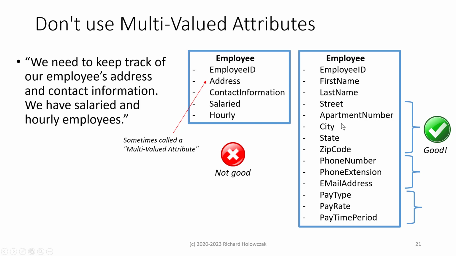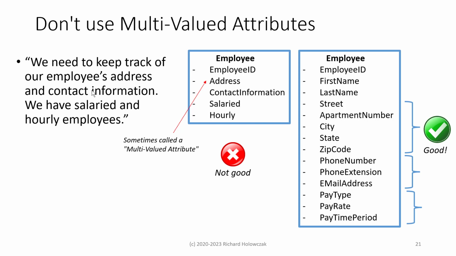Here's another one. We try not to use multi-valued attributes. And what does that mean? Well, I mentioned this before. We need to keep track of our employees' address and contact information. We have salaried and hourly employees. If we model this with just address, contact information, salaried, and hourly, we've run into a couple of problems. We're taking what's written here in a very literal fashion. And again, this would be good for a first draft.